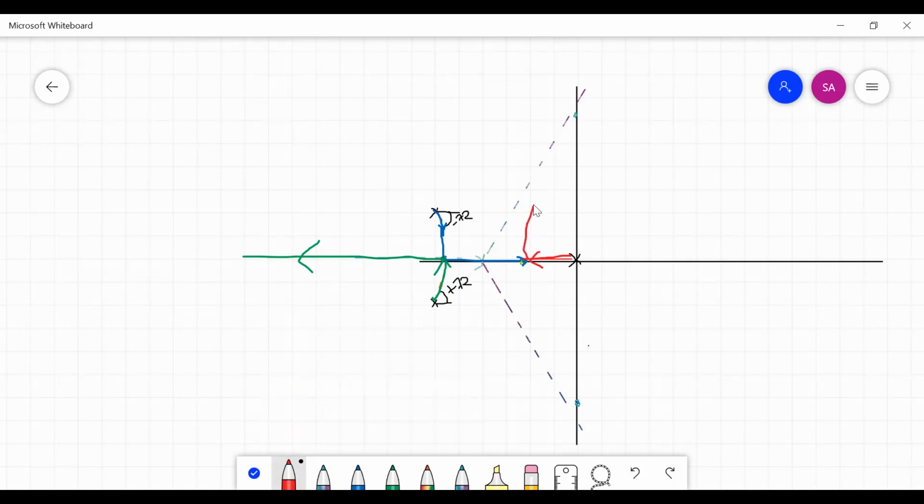One goes like this and meets the imaginary axis at plus or minus j 3.2. The other one comes and goes like this, meets the imaginary axis and proceeds. So with three poles, we have three root locus: red line, blue line, and the green line. This is how we will have to draw the root locus.